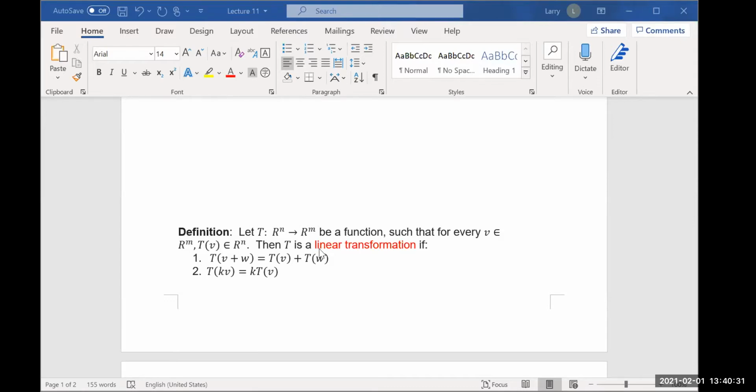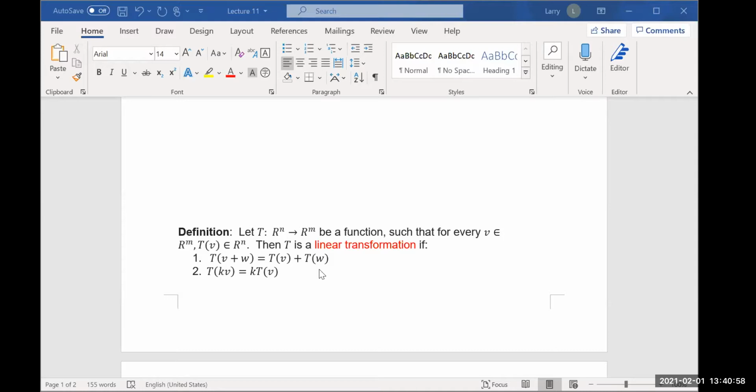Then T is a linear transformation if. The book does it in one shot. I like to do it in 2 because it's easier. A little more writing, but it's easier to understand and show. And that is T of V plus W equals T of V plus T of W.